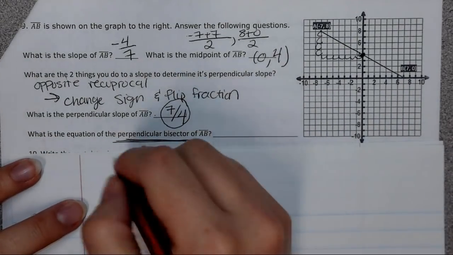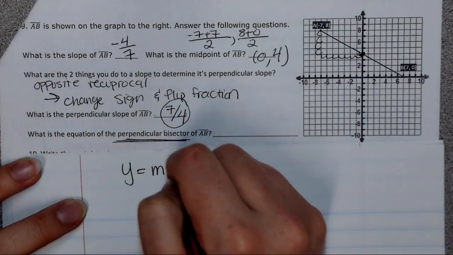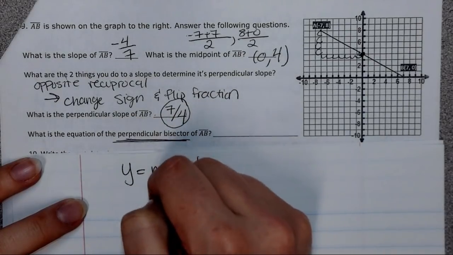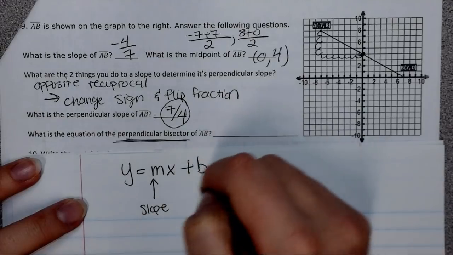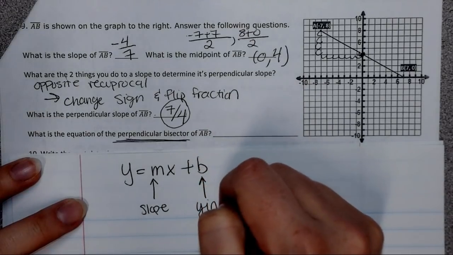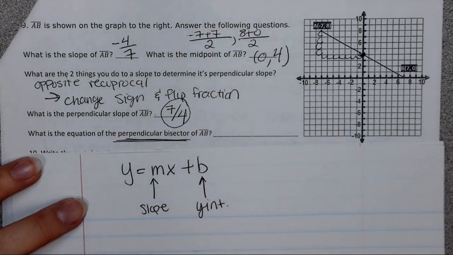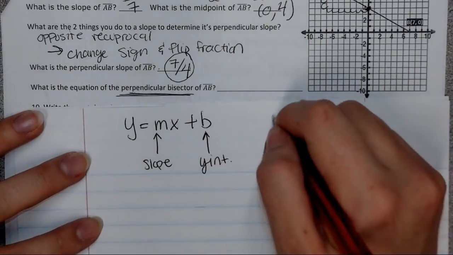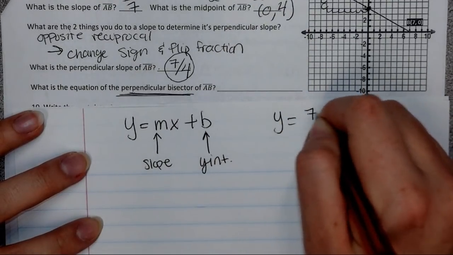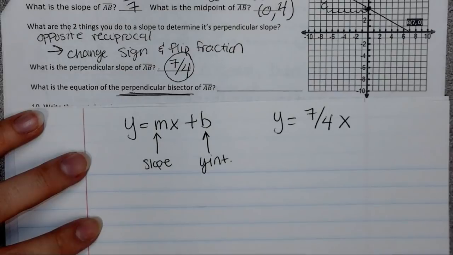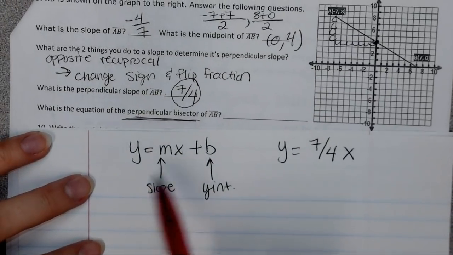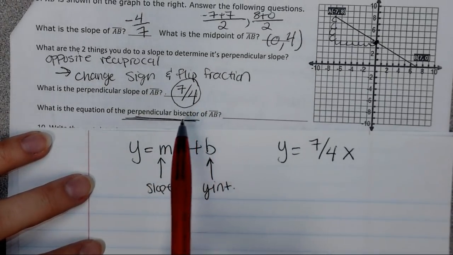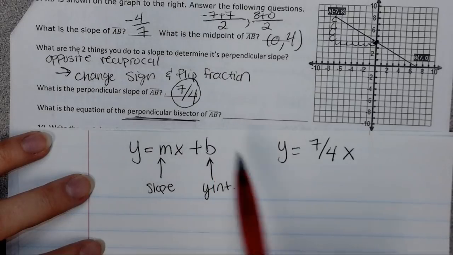We write equations in the form y equals mx plus b, where m represents your slope and b represents your y-intercept. So we know that the first part of the equation is going to be y equals 7/4 x. We also need to know what the y-intercept is going to be.